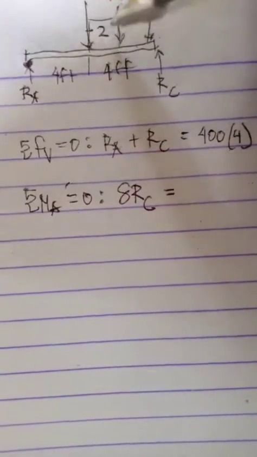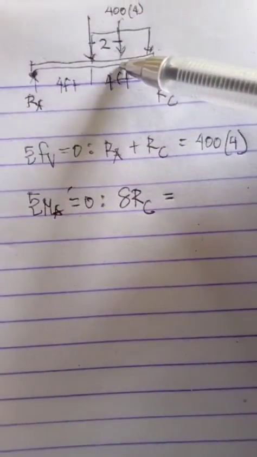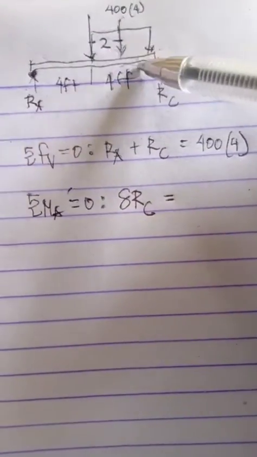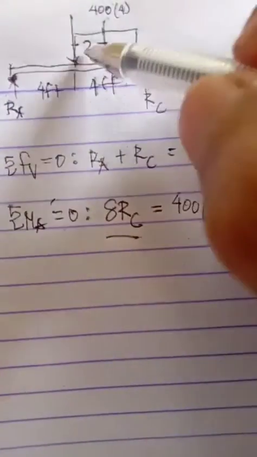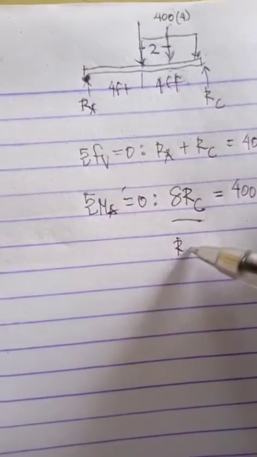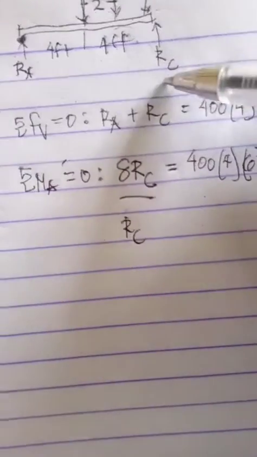And here, since it is the centroid, it should be 2, since this is 4 feet and then this is 2 feet. So the total moment arm is 4 plus 2, which is 6. So 8 RC is equal to the load 400 times 4 times the moment arm, which is 4 plus 2, and that's 6. And with that, we get the value of RC. And then if we substitute this RC, we'll get RA eventually.